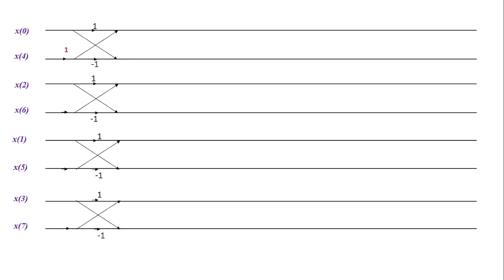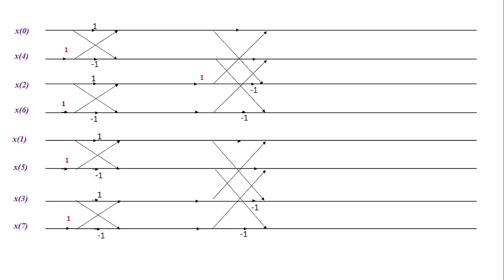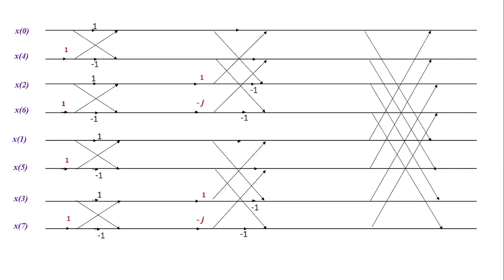So first draw the structure here. This is 8 lines and your input should be in bit reverse order 0, 4, 2, 6, 1, 5, 3, 7. The first stage is 2-point, and its twiddle factor is going to be 1. The second stage is 4-point, with twiddle factors 1 and minus j. And the third stage is 8-point DFT, and it has 4 twiddle factors: 0.707 minus j 0.707, minus j, and minus 0.707 minus j 0.707.